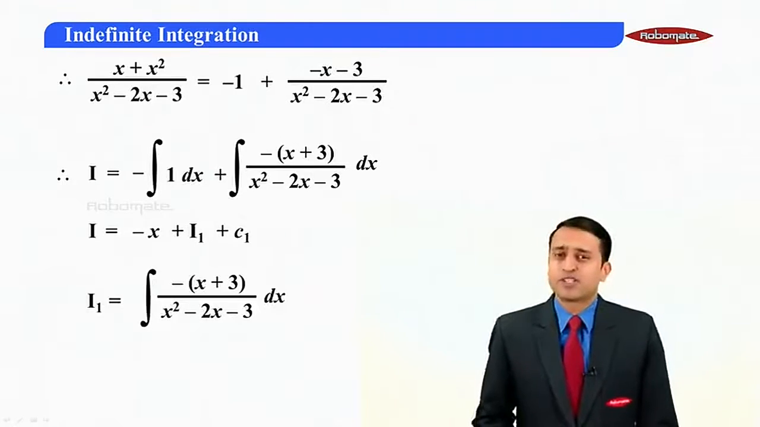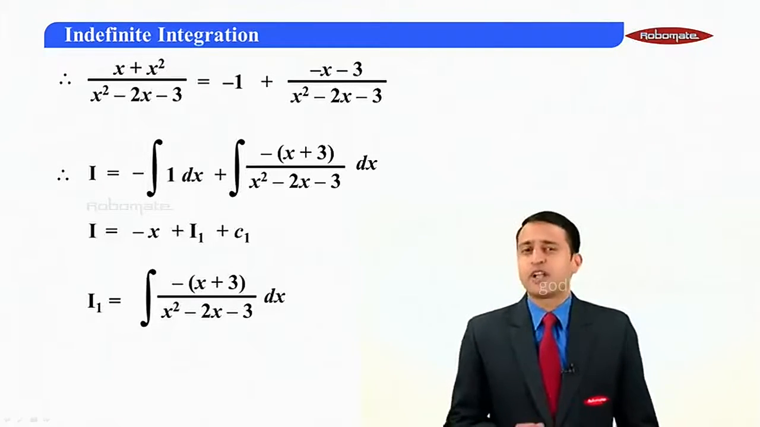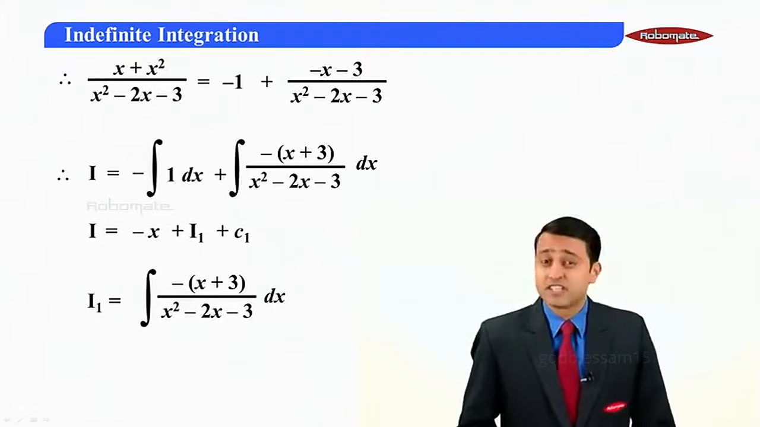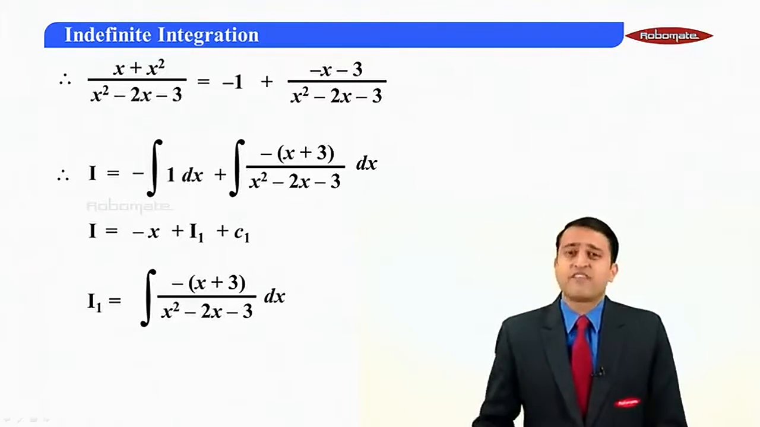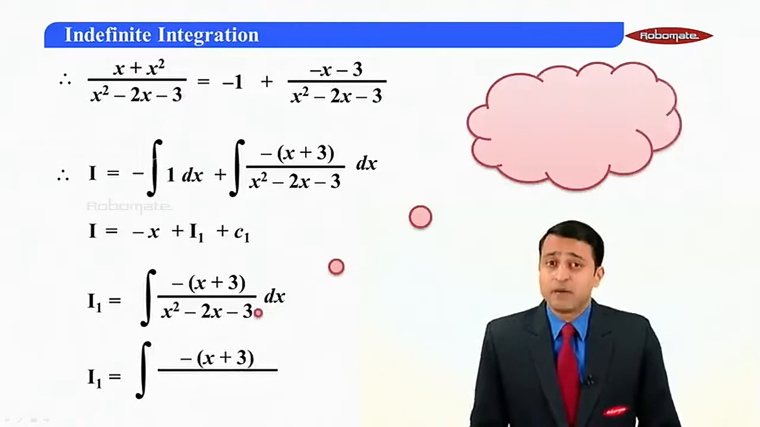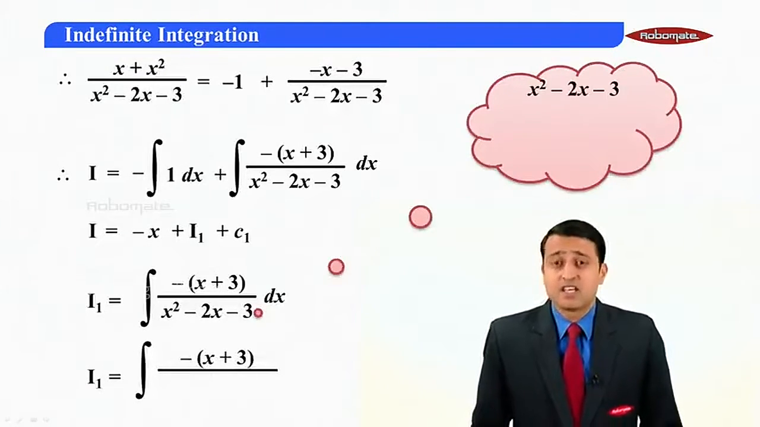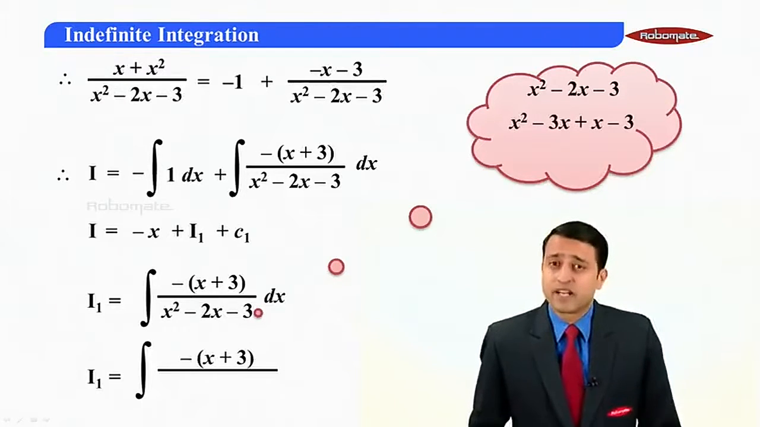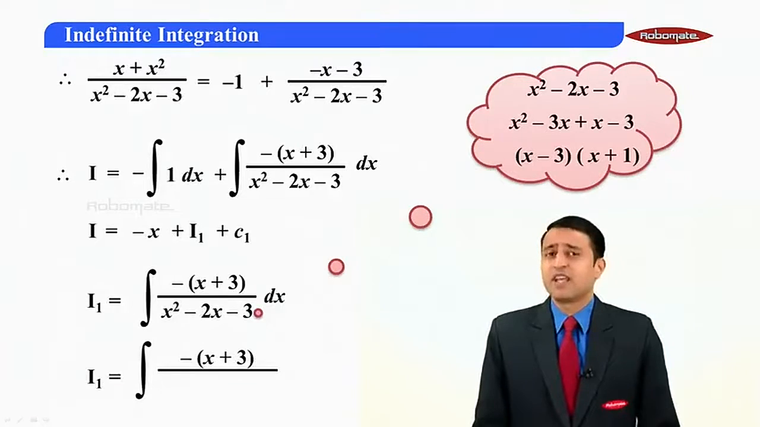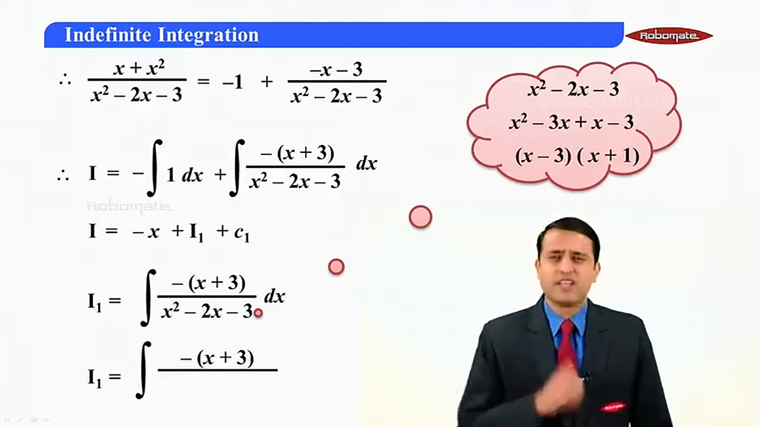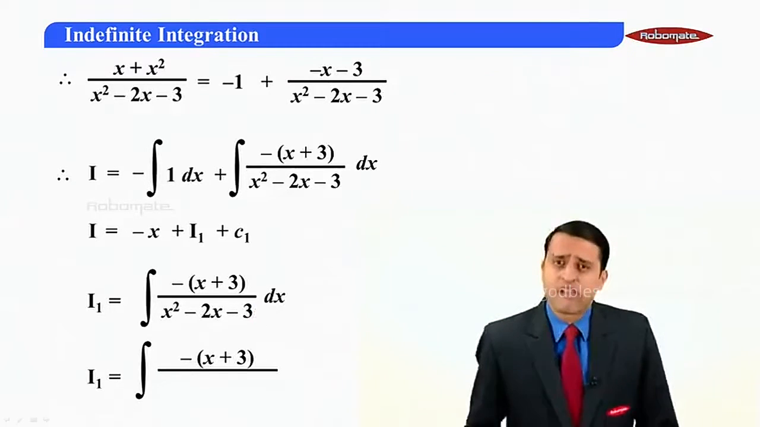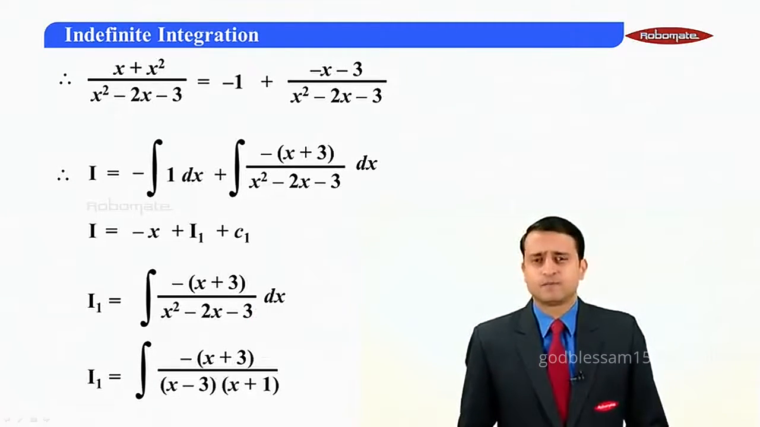Now my dear students, degree of numerator is 1, degree of denominator is 2. First condition of partial fraction is satisfied. Let's see if we can factorize the denominator. So let us write that in the next step. The denominator can be factorized as, now minus 2x will be written as minus 3x plus x, and on factorizing I get (x minus 3) into (x plus 1). That's fairly easy, so I will not go much into it. So let us write the denominator as (x minus 3) into (x plus 1).